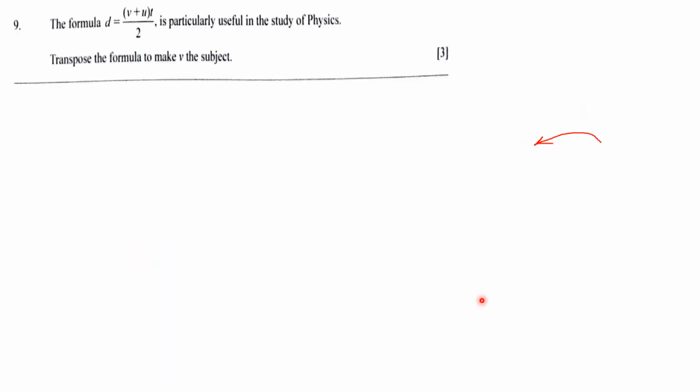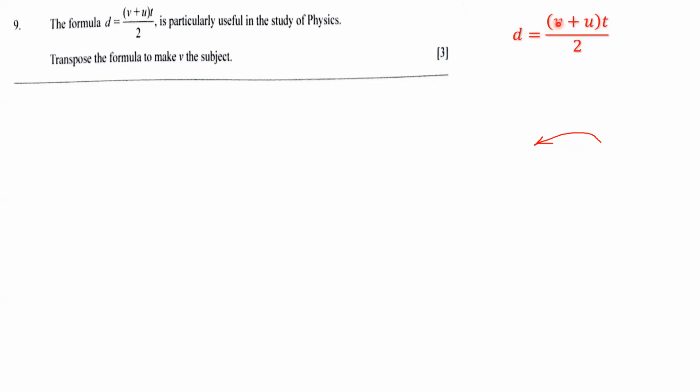Here we have this one. It says the formula d is equal to v plus u all times by t divided by 2 is particularly useful in the study of physics. Transpose the formula to make v the subject of the equation. And so we have to make v the subject. Currently, d is the subject of this equation, but we have to make v the subject of this equation.